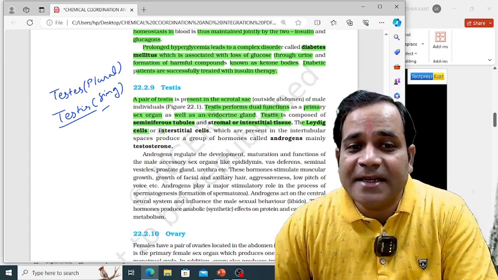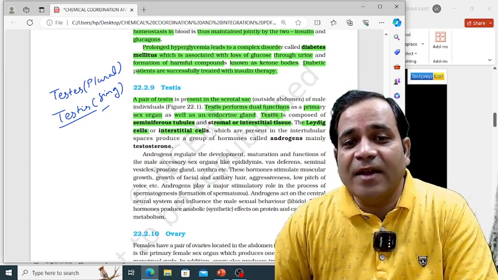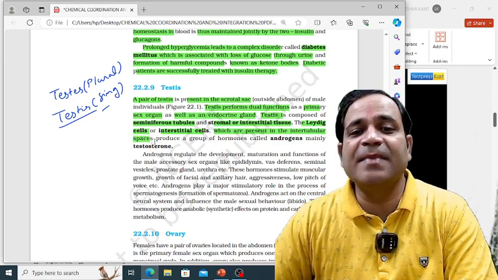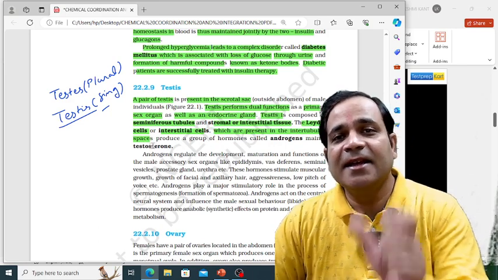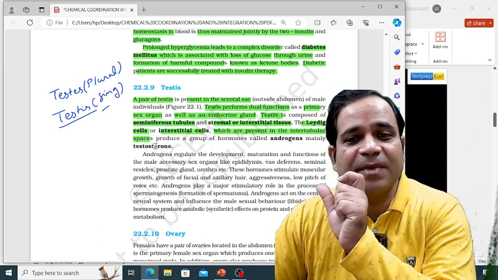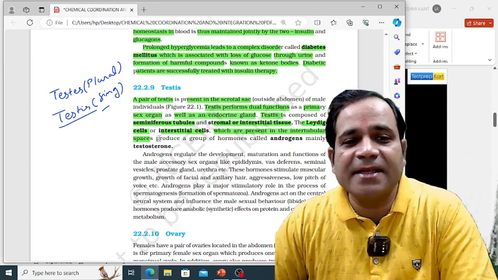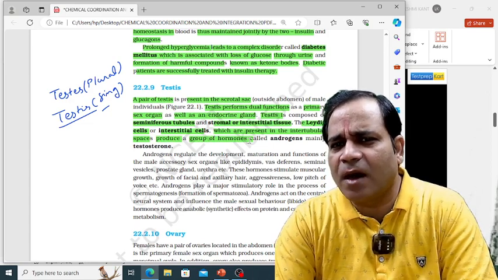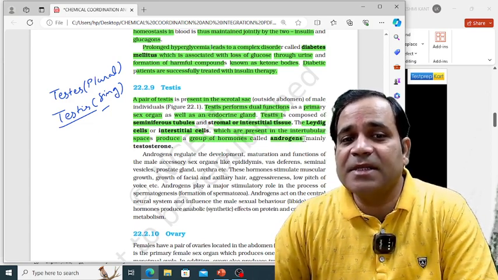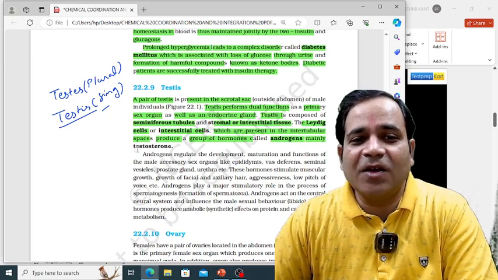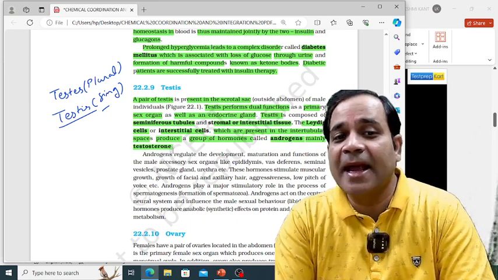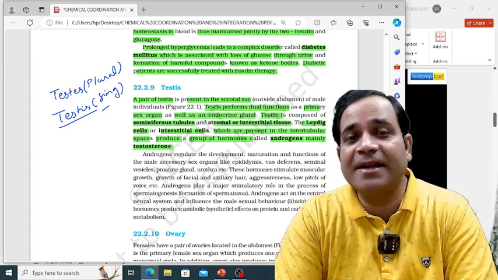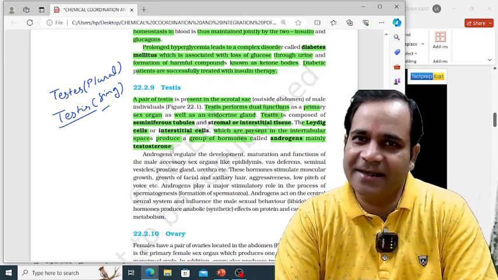The Leydig cells, or interstitial cells, are present in the intertubular space, the space between the seminiferous tubules. They produce a group of hormones known as androgens, mainly testosterone. This testosterone hormone is responsible for the formation of sperm, the male gametes.